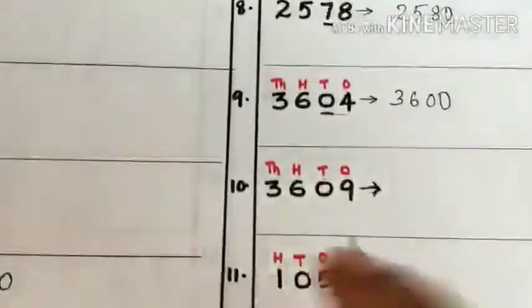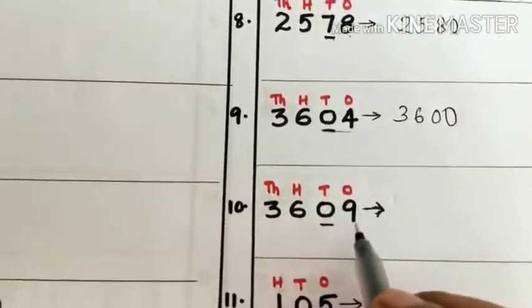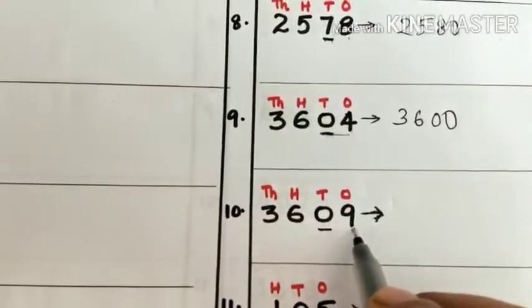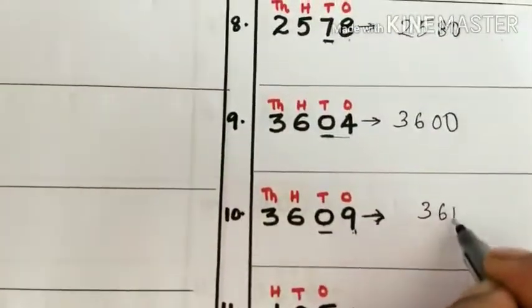Tens place digit 0. 3609. Ones place digit 9. 9 is greater than 5. So 0 will change and become 1. 3610.